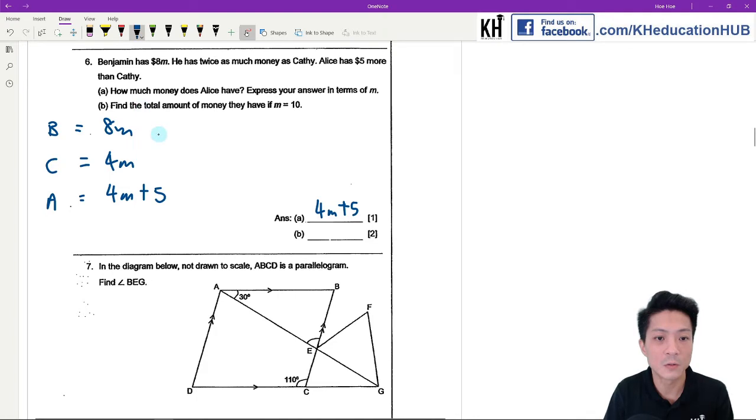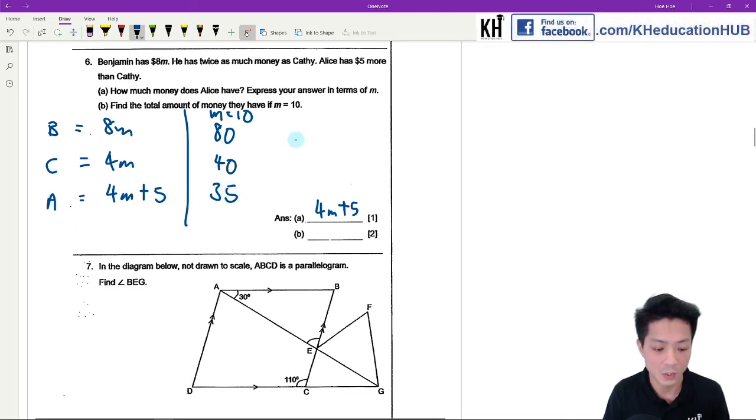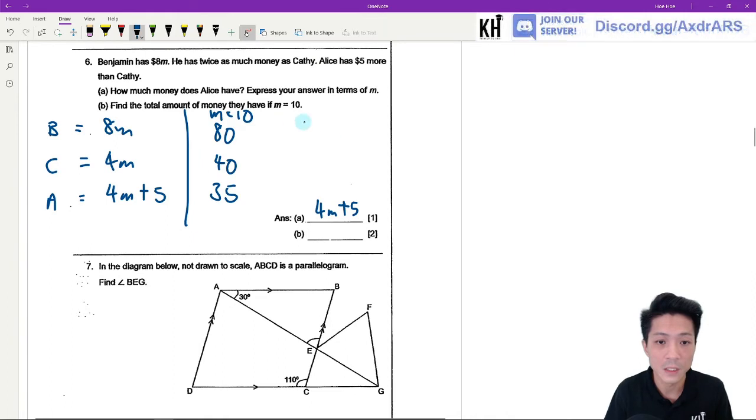Part B, find the total amount of money they have if M is equal to 10. So if M is equal to 10, Benjamin will have 80, Katie will have 40, and Alice will have 35. So we just need to add them together. 80 plus 40 plus 35 is going to give me 155, sorry.